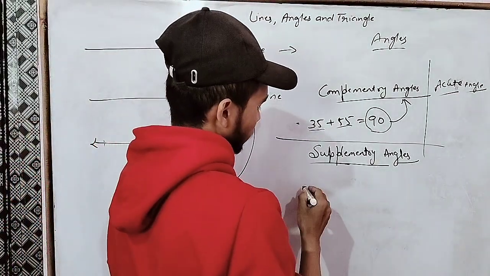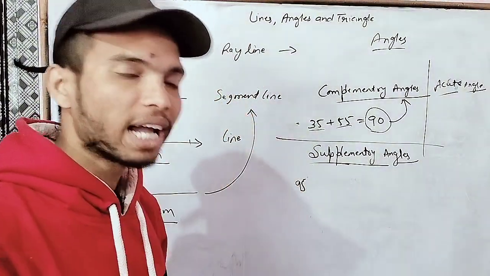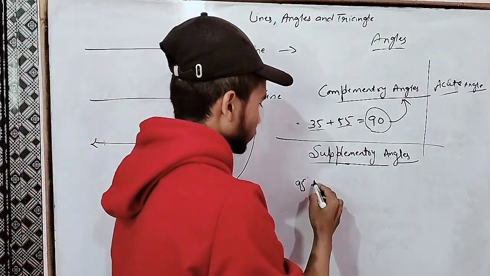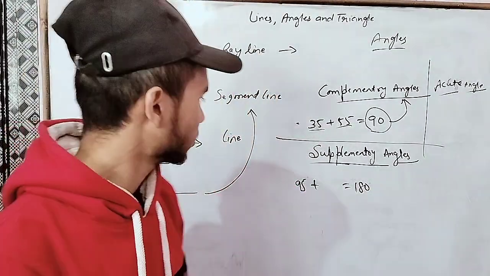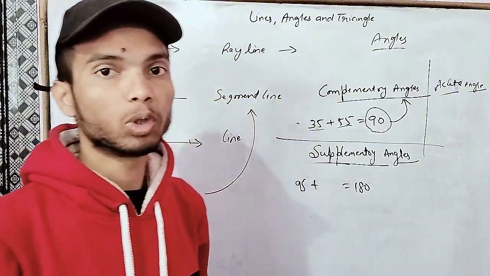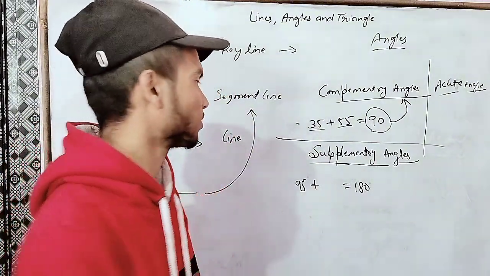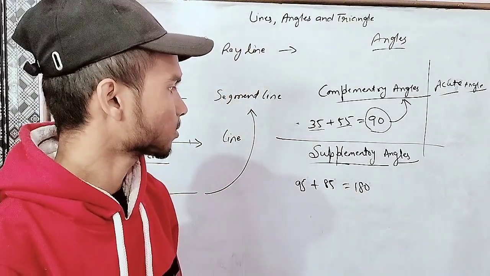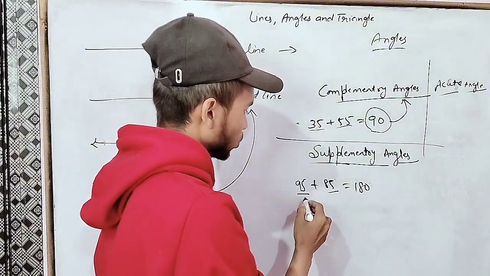Okay. For example, we have 95. Value of an angle which is 95 degree. Now tell me, to complete 180 degree, how much we should have here? 90, 90, 80. So 85. Am I right? So we have two angles.